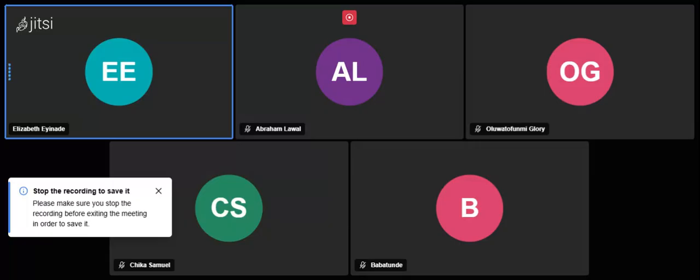Okay, so yesterday we talked about AI prompting, how we can make good use of AI for our product management work. So today we're going to be looking at risk management in products.